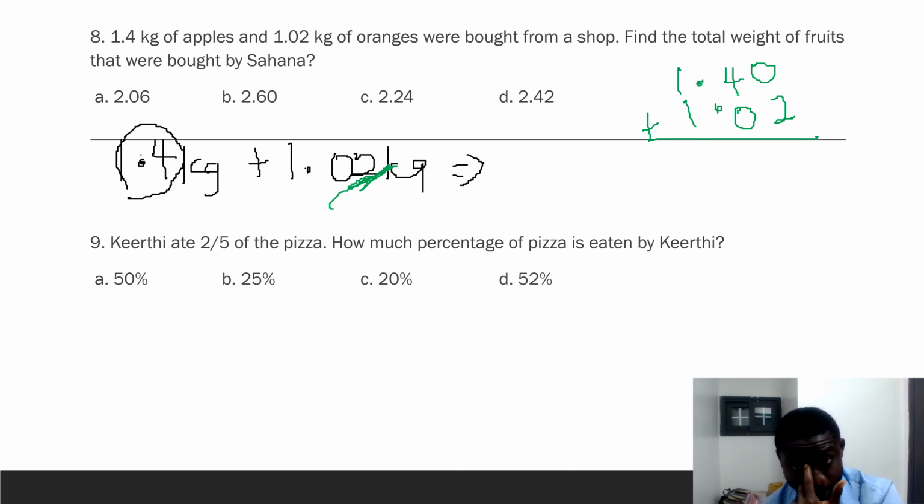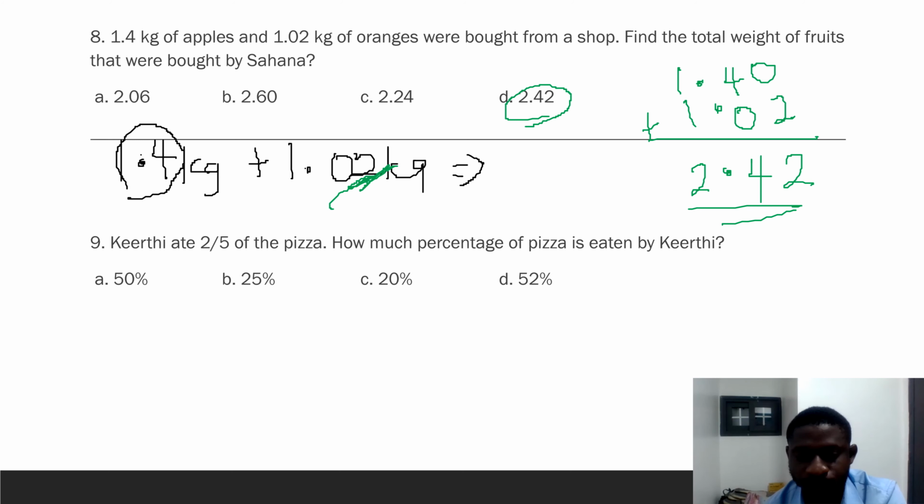Okay, so let's add. 2 plus 0 is 2, 4 plus 0 is 4. We bring down our decimal point, then 2. 1 plus 1 is what? 2. So we have 2.42. That is option D.